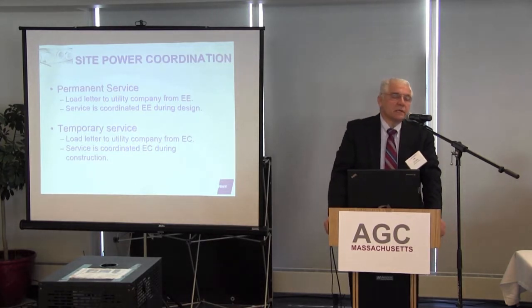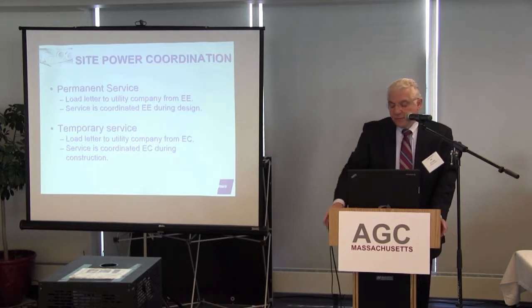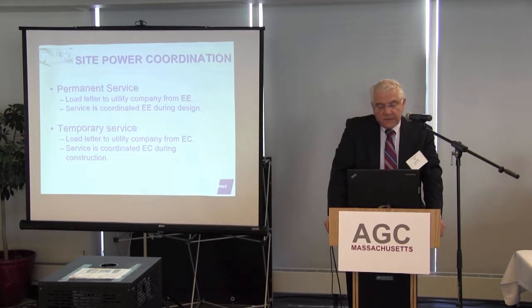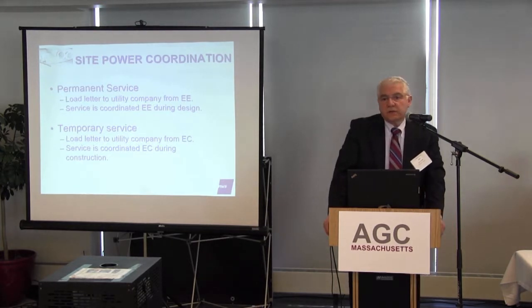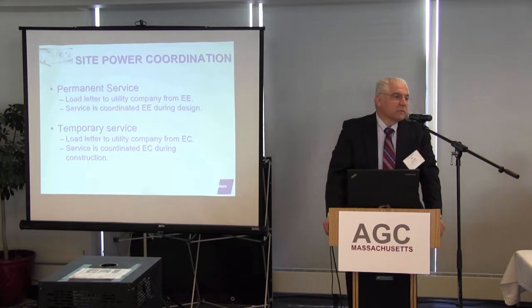Temporary service is, on a particular building, like a high-rise building, we're doing several of those right now. The temporary service on a typical high-rise building could be 3,000 amps, and it's usually at 480 volts. The tower cranes that you see all over the city, their feed is a 400 amp feed at 480 volts.